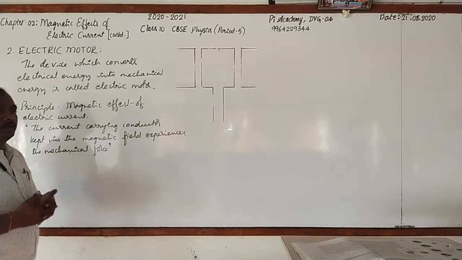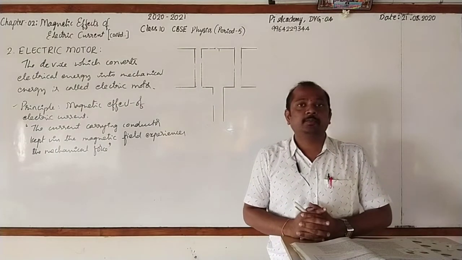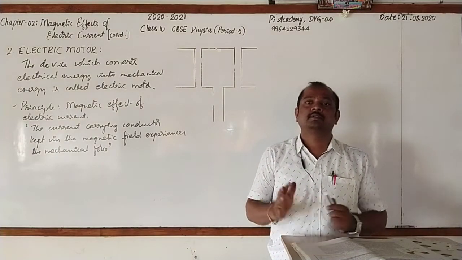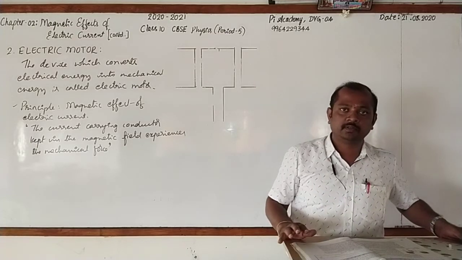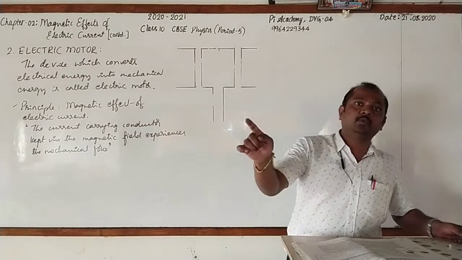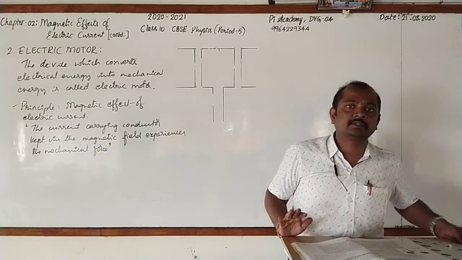Then here we will go on to study the DC motor. DC stands for direct current. If the current flows in one direction only in the circuit, then it is called direct current.